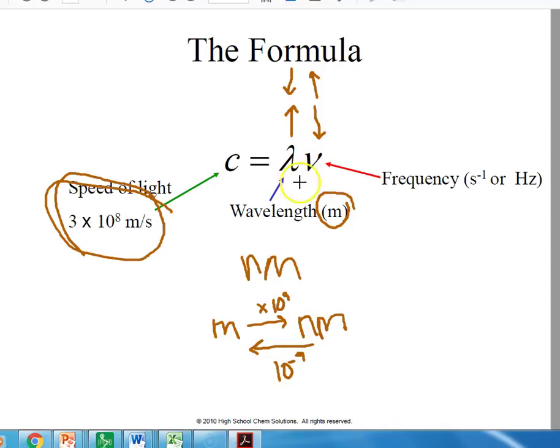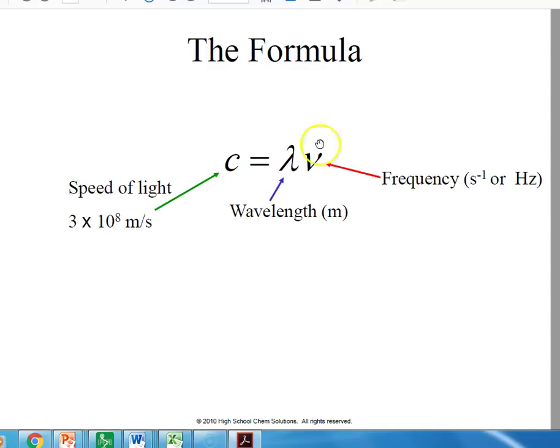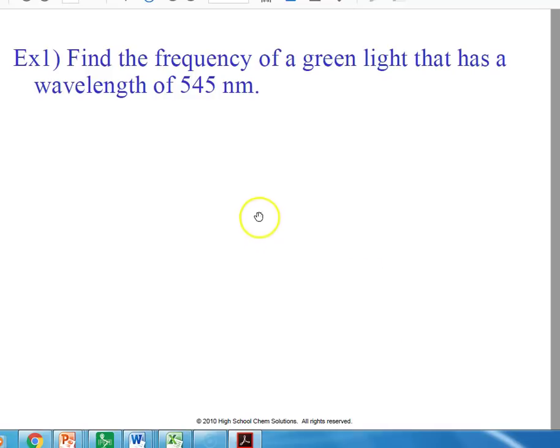Your frequency, which is represented by this V, is in hertz, which is the same thing as 1/second. And that unit will almost always be correct for you already. So frequency is per second or divided by seconds, which is the same thing as a hertz. So let's look at some example problems. In this first example, they want us to find the frequency of green light, and they give us the wavelength. Let's see how we can solve this.